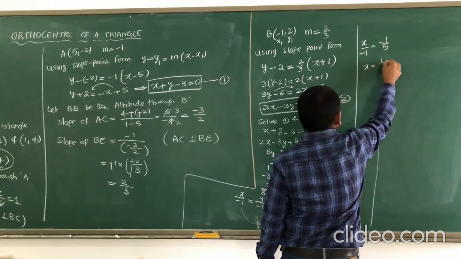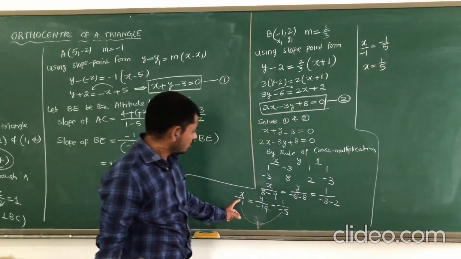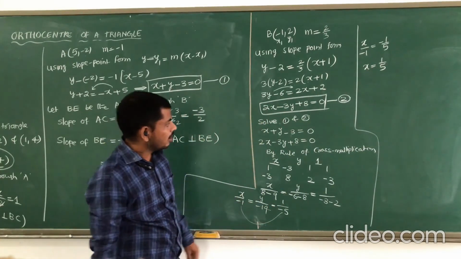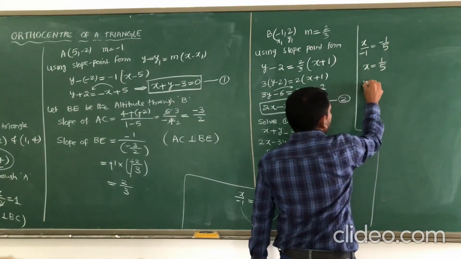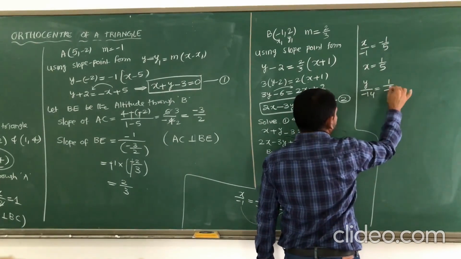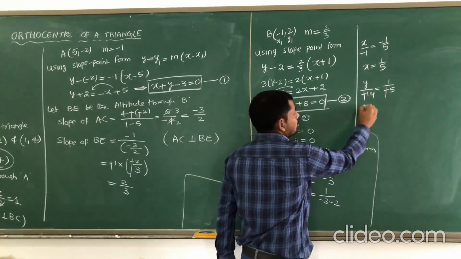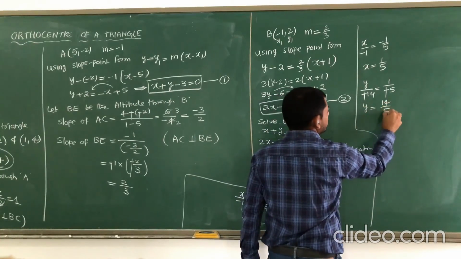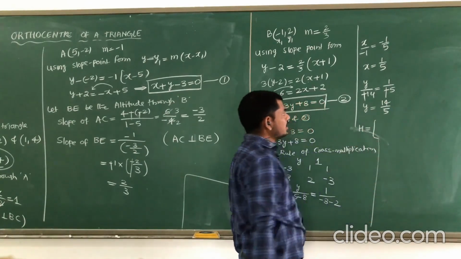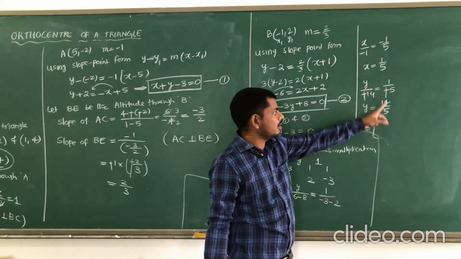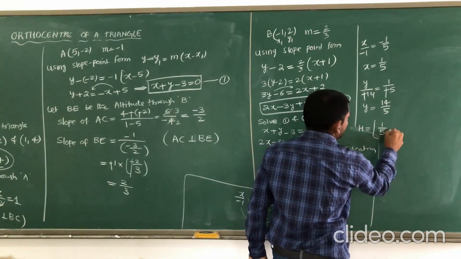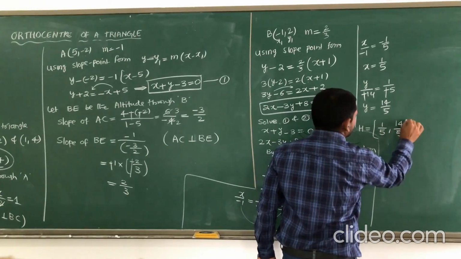x by minus 1 is equal to 1 by minus 5. We will get x is equal to 1 by 5. Y by minus 14 is equal to 1 by minus 5. Here minus minus gets cancelled. Y is equal to 14 by 5. Therefore, orthocenter H is equal to x comma y. X value is equal to 1 by 5, y value is equal to 14 by 5. Orthocenter of the triangle is 1 by 5 comma 14 by 5.